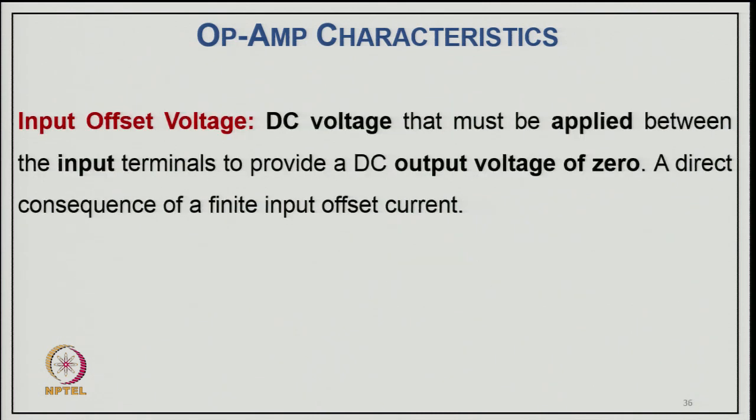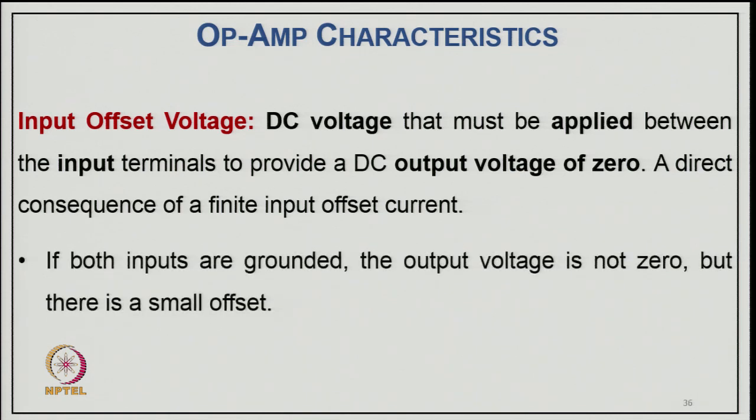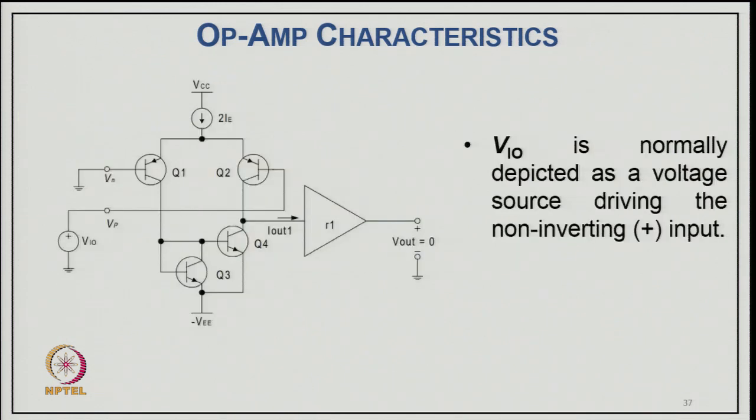5 nanoampere. Now, another term is the input offset voltage: the DC voltage that must be applied between the input terminals to make the DC output voltage 0, a direct consequence of finite input offset current, because we do not have a ground terminal on the IC. That is the reason we have to take care of the offset in the signals. So, if both the inputs are grounded, the output voltage is not 0, but there is a small offset.